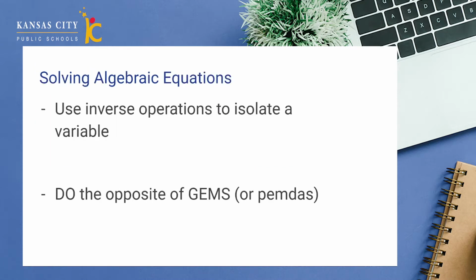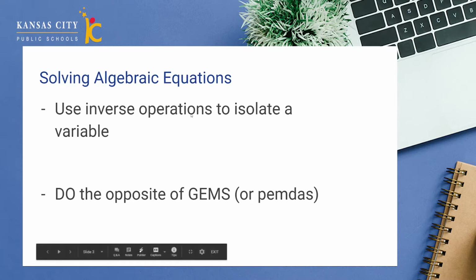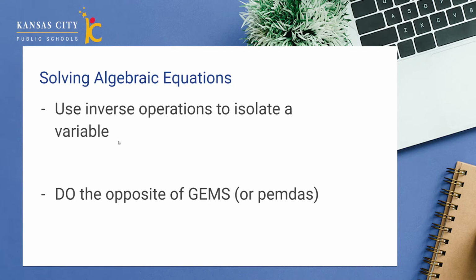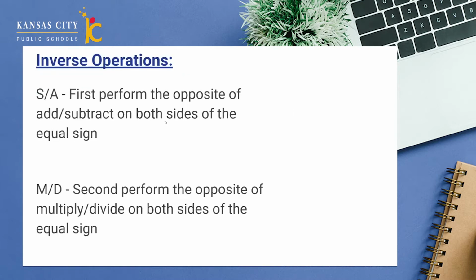So, when we're solving an algebraic equation, we're going to be using what's called inverse operations to isolate a variable. Inverse operations, as we'll explore on the next few slides, are the opposite of GEMS or PEMDAS. Let me explain a little further. They're the opposite of the order of operations. Inverse means opposite. So we're going to be using inverse operations to isolate a variable.